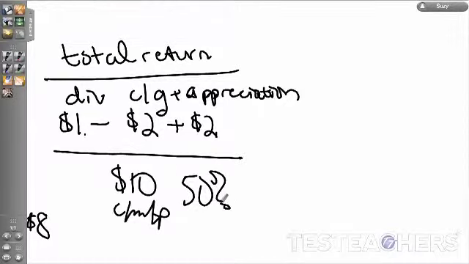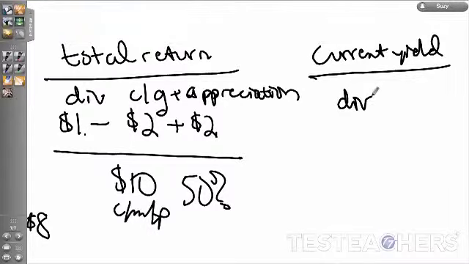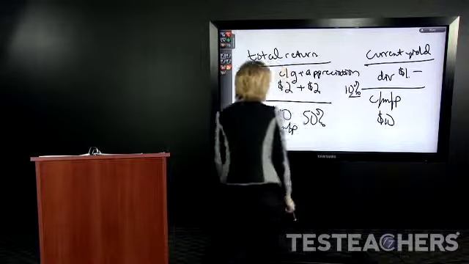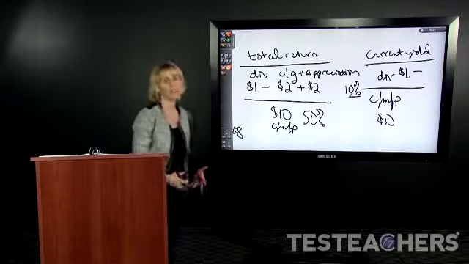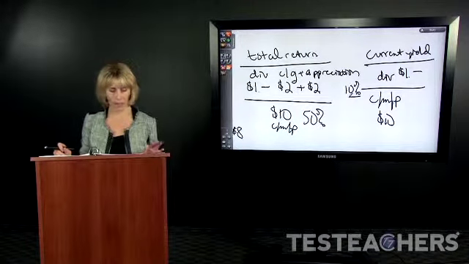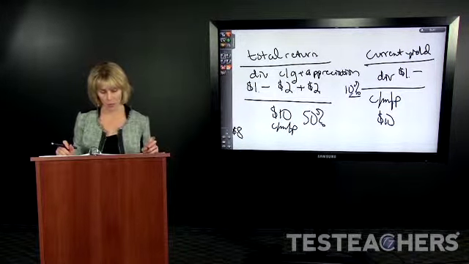I want that. But if you were to compare it to current yield, that is the dividends of $1 divided by the current market price of 10. That's only 10%. So they can't do that. They can't advertise our fund's total return and another fund's current yield. They're not comparable.